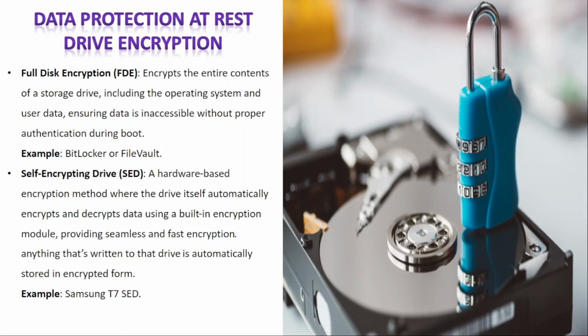So the second concept is data protection at rest. In this at rest category, we have drive encryption. Data at rest means that the data is stored inside storage, for example, a hard drive. And drive encryption includes full disk encryption, which encrypts the entire content of a storage drive, including the operating system and user data, ensuring data is inaccessible without proper authentication during boot. An example is again BitLocker or FileVault.